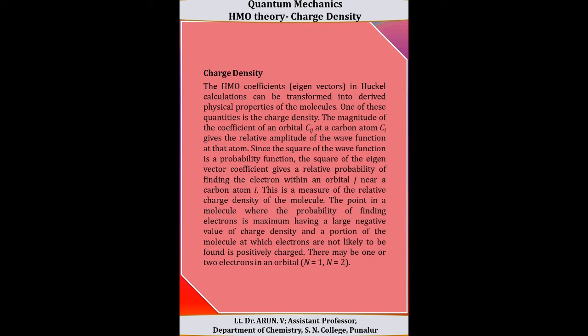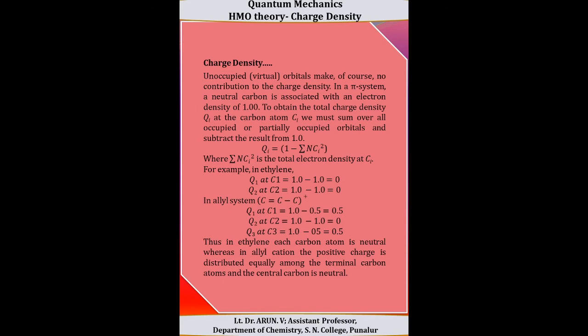The point in a molecule where the probability of finding the electrons is maximum has a large value of charge density, and a portion of the molecule at which the electrons are not likely to be found is positively charged. There may be one or two electrons in an orbital, that is, the number of electrons n is equal to 1 or 2. The unoccupied orbitals, also called virtual orbitals, make of course no contribution to the charge density.